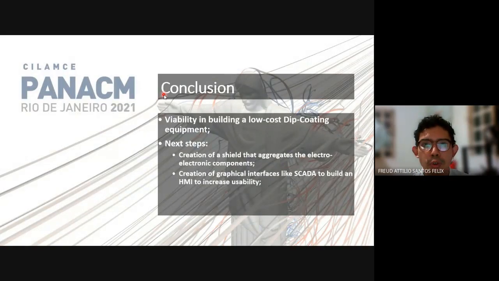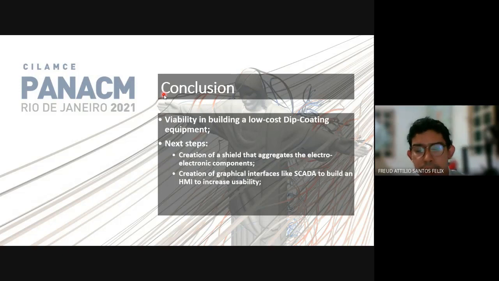And as a conclusion, we can see that we have viability in building a low cost equipment because it was not present in the article, but we spent like 1,000 reais, so something like $200, compared to the other price range that we saw. So it's viable, and we got some very good results with the equipment.